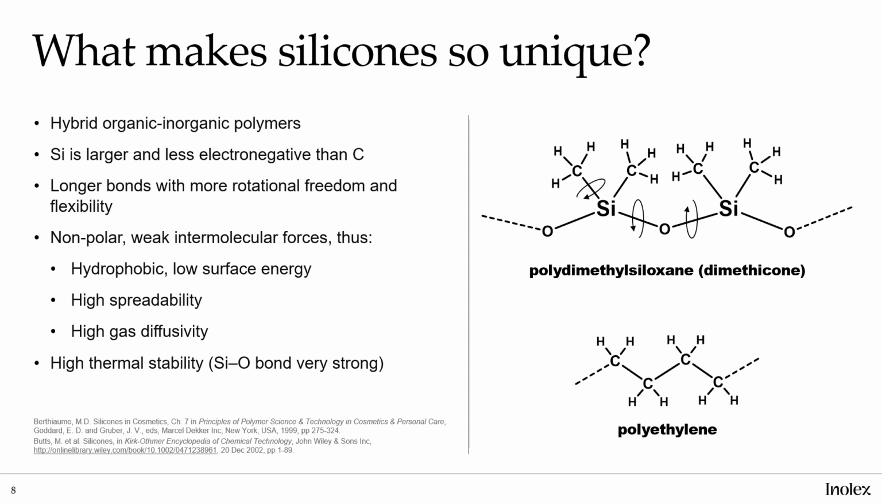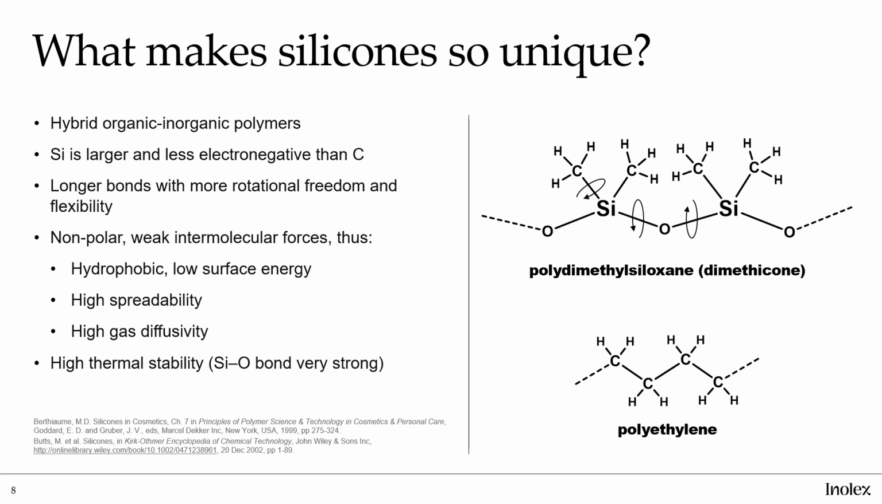So if you look at the structure of polydimethylsiloxane on the right, you'll see that silicones are polymers of silicon and oxygen. Those form the backbone of the polymer. And then the silicon atoms are substituted with methyl groups containing carbon and hydrogen. Now, because silicon is a larger and less electronegative atom than carbon, the bonds between silicon and oxygen and carbon tend to be longer and more flexible compared to traditional organic molecules where you just have carbon-carbon or carbon-oxygen bonds. The result of this is that you have more rotational freedom and flexibility in a silicone polymer than you would in a traditional organic polymer.